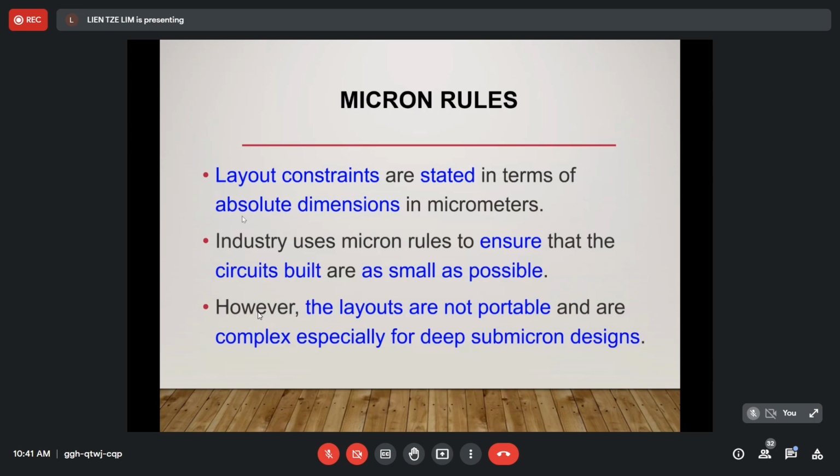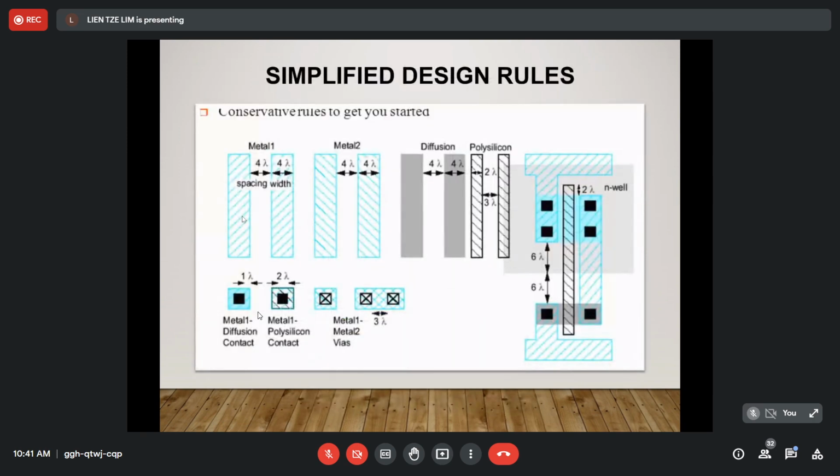Referring back to this figure, it shows that all the layers' widths and spacings are stated in lambda. Lambda can be any standard value. I make an assumption here that lambda is 0.6 micrometer. If these are stated in lambda, then we know that this is 4 multiplied by 0.6 micrometer, so this will be 2.4 micrometer. But in lambda rules, nothing is mentioned in micron. It is mentioned in lambda.